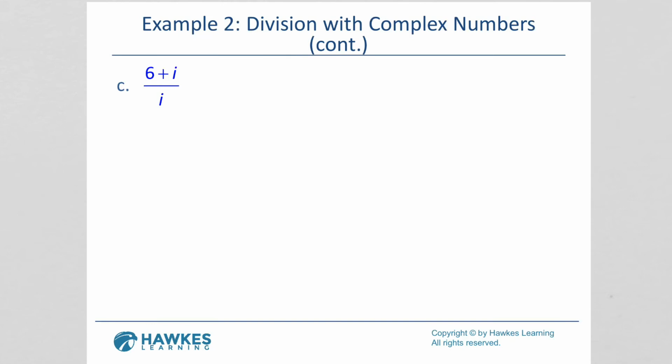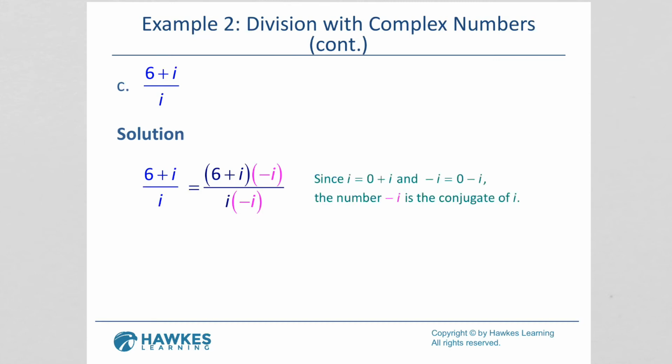Example 2c, I have 6 plus i over i. The conjugate of that is negative i, so I'm going to take numerator and denominator times negative i. The reason is, since i is 0 plus i and negative i is 0 minus i, the number negative i is the conjugate of i.